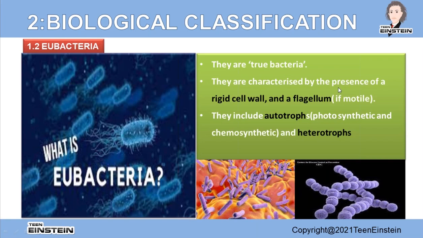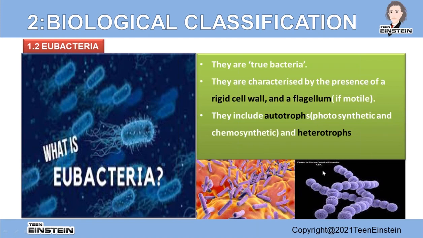Next is the second type. In kingdom Monera, first is Archaebacteria, next is Eubacteria. Eubacteria are called true bacteria. They include autotrophs and heterotrophs. Both autotrophs and heterotrophs are present in Eubacteria.